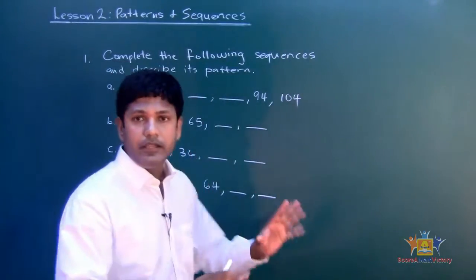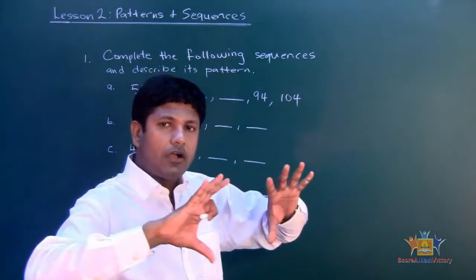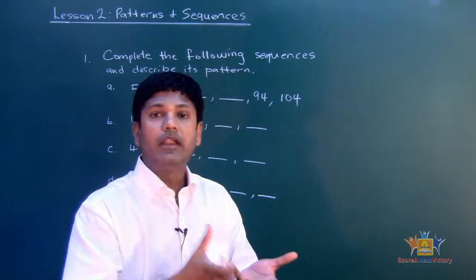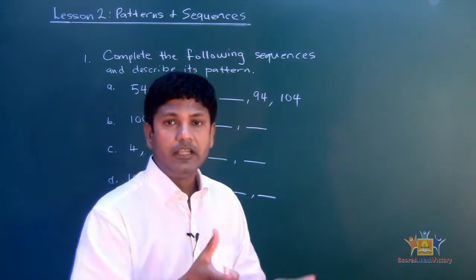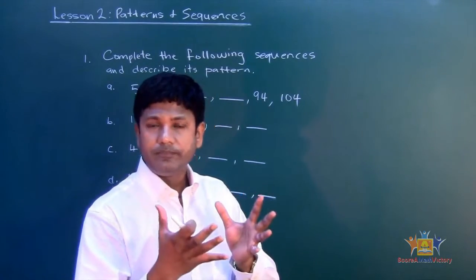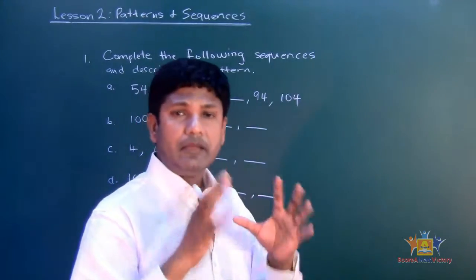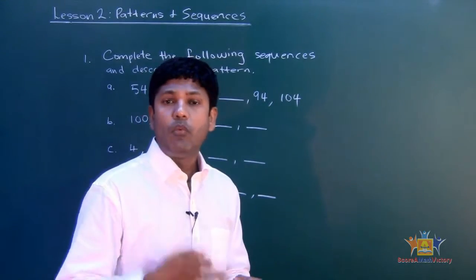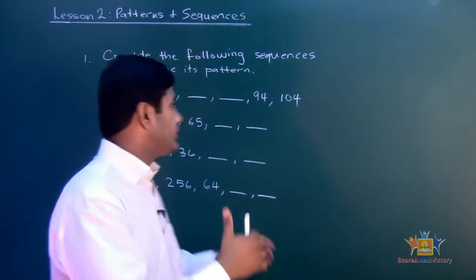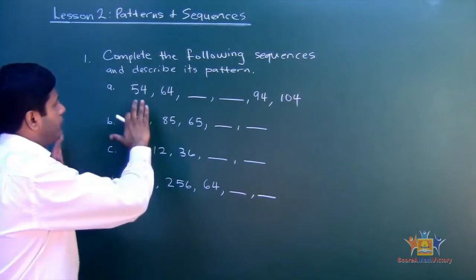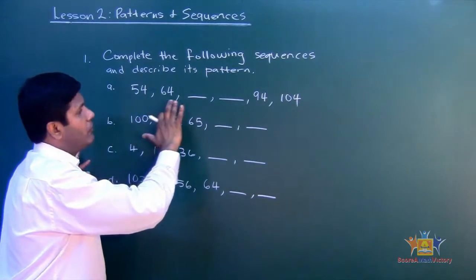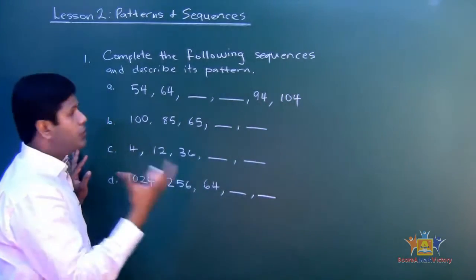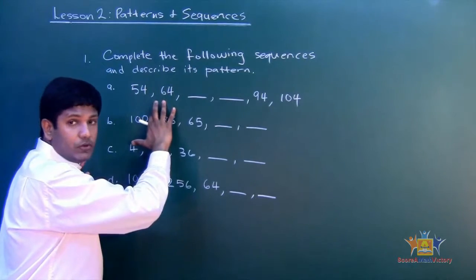Earlier, I just taught you how to look at it and come up with the answers, especially if it's a simple sequence. If the sequence gets a little bit harder and the pattern gets bigger or tougher, it's hard to conclude what type of pattern it is. Let's look at the first one. You have 54, 64, and then 2 blanks, and then 94, 104, and you want to find out what kind of sequence this is.